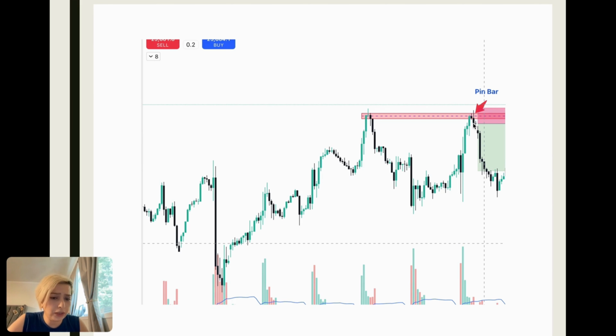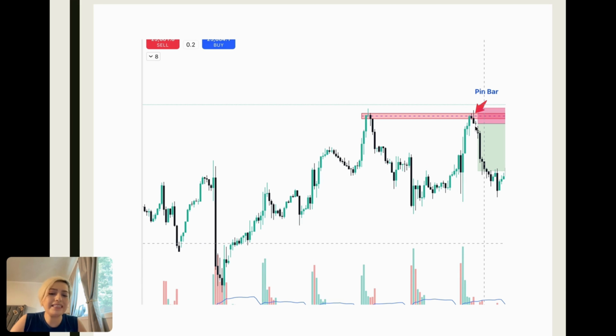Once you see the liquidity sweep, don't just jump into the trade blindly. You have to wait for price action confirmation. When a liquidity sweep happens, it leaves a footprint in the form of specific candlestick patterns. We need to look for a pin bar, a small body and a long wick, or doji candles.